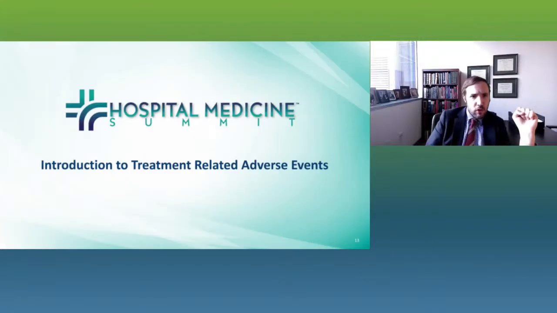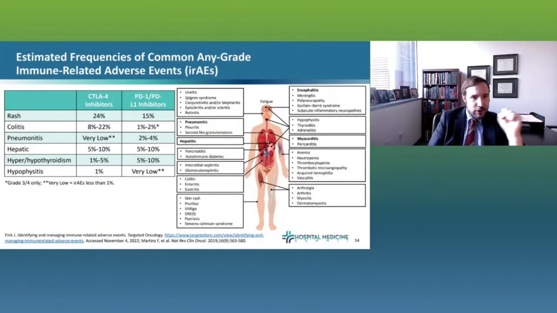All right, moving forward. We just reviewed some of the different classes of drugs that we're going to be talking about today, and now we're going to start talking about the bad things that they can do when we give them to patients. So looking here, we're talking about just immune-related adverse events.